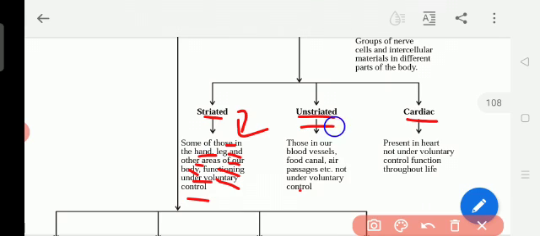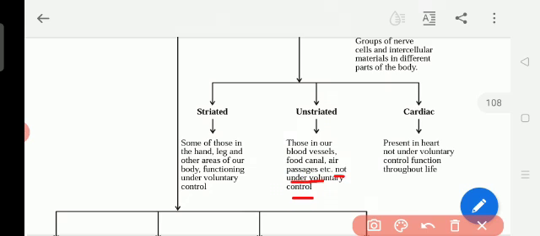Next one, unstriated, is in the blood vessels, food canal, air passages. Air passages are where the air moves, oxygen going inside, carbon dioxide coming outside. Food canal is where digestion takes place. So all these are not under voluntary control. When we are eating, after the food goes inside, is it under our control? No, it is not. Digestion, everything takes place unconsciously, without our knowing.